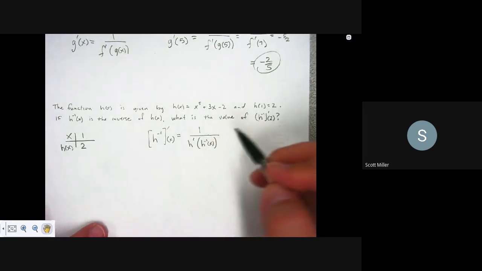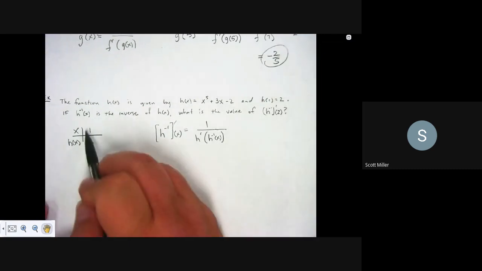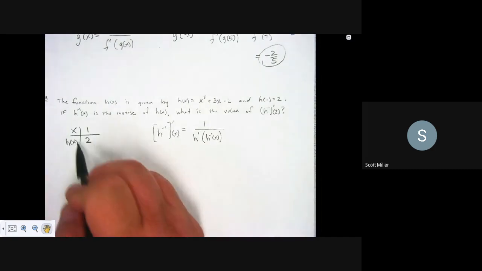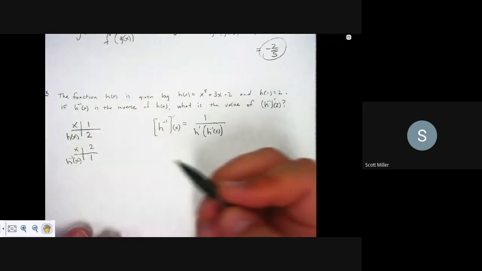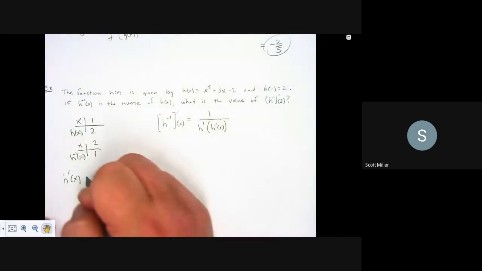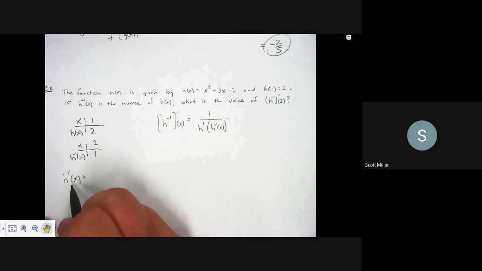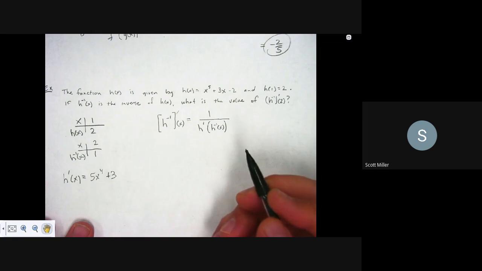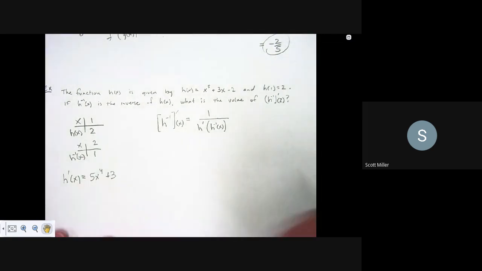So normally what I do in a problem like this is I make my table, and then I also take my derivative. So if this is this table, then I flip it for the alternate, the inverse table. This will be 2, 1. So I have that down now. You're going to see why I do that. And then I want to find h prime. These are the three things that I do every single time in a problem like this. So h prime is going to be 5x to the 4th plus 3. And so once I have these things, I should be ready to go.